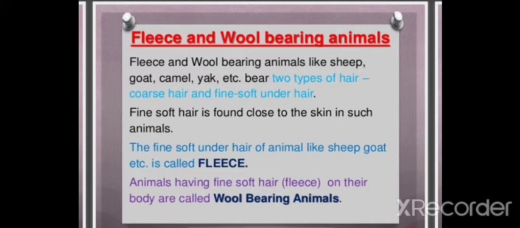What do you mean by fleece? The fine soft underhair of animals like sheep and goat is called fleece. And what do you mean by wool bearing animals? The animals which have the fine soft hair on their body are called wool bearing animals.